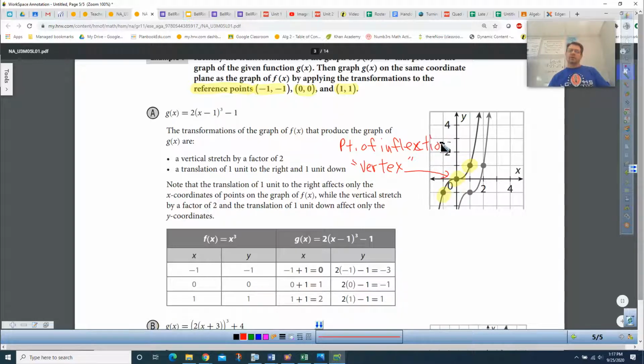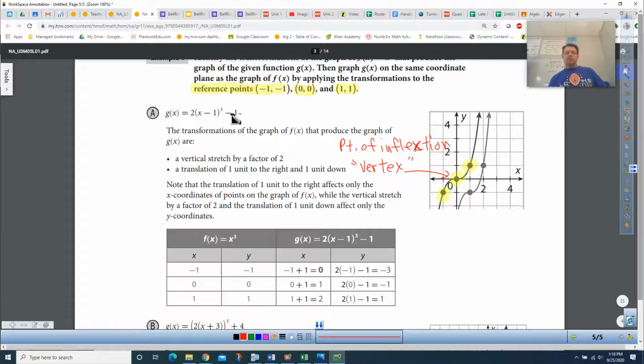Inflection. Oh, I didn't think I misspelled it. I think inflection. There we go. Probably misspelled it, but the idea is point of inflection. That's what it actually is, but it works the same way as a vertex would with a parabola or an absolute value graph. Okay. But it's actually called the point of inflection.